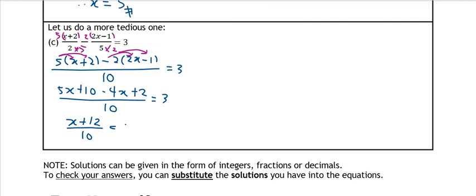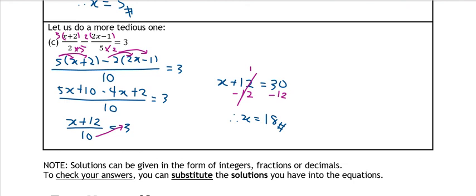And then equals 3. So you can use the cross multiplication the same way. You will have x plus 12 equals 10 times 3, which is 30. And for the last part, you have to subtract 12. So here it is cancelled. Therefore your x will be 30 minus 12, which is 18.